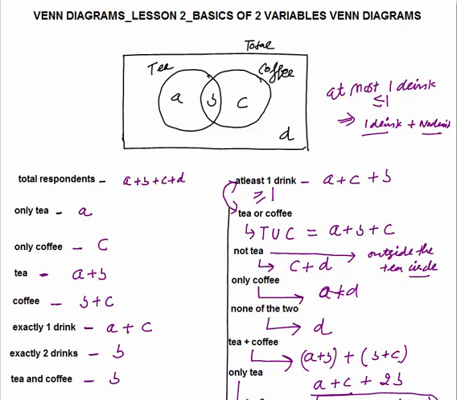Maximum should be one drink. So maximum 1, minimum could be 0. One drink would be A plus C, no drink would be D. So if I say at most one drink, the number of people who like at most one drink would be A plus C plus D.